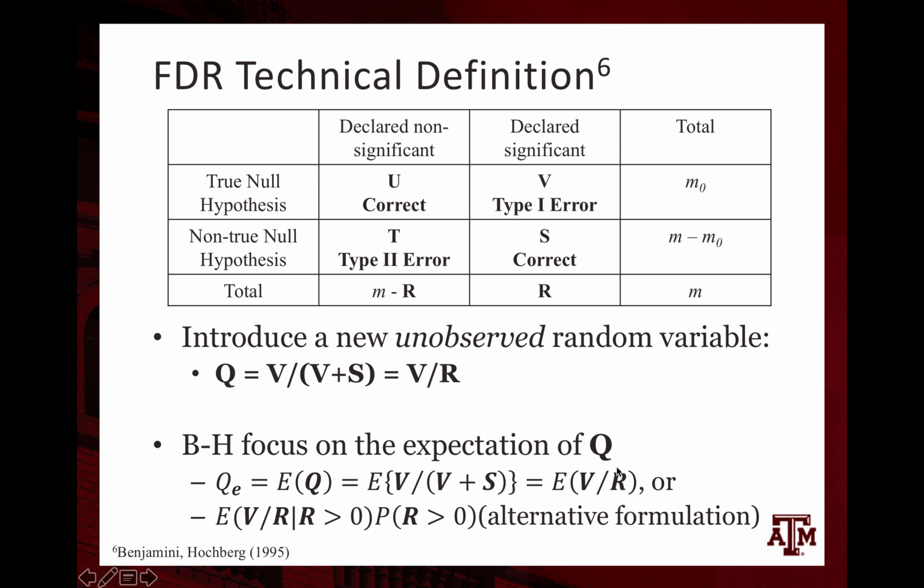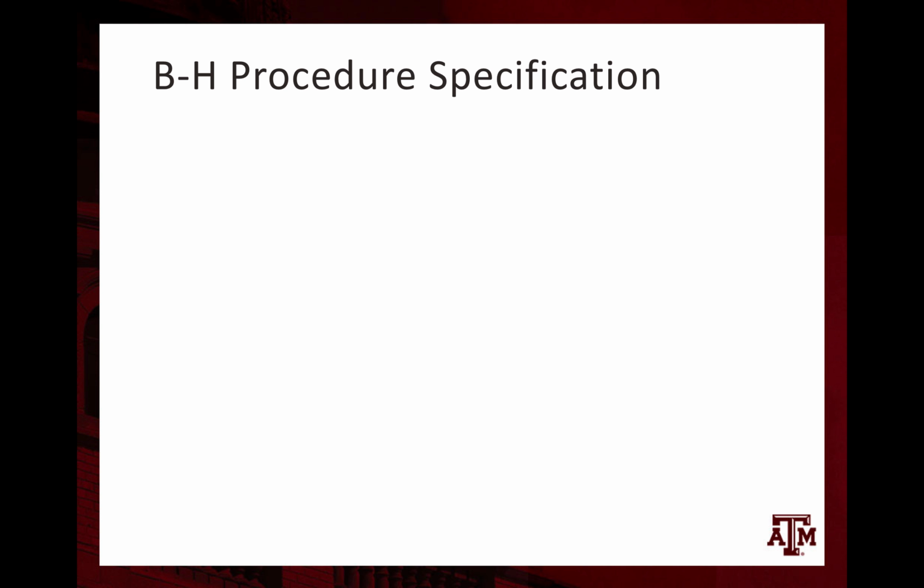An alternative formulation for that is the expected value of V over R, conditioning on R being greater than 0, times the probability that R is greater than 0. The reason that I'm calling that out is going to be clear in the next section. But the expected value of V over R and this expression down here are equivalent, although one is quite a bit longer. So the procedure that Benjamini and Hochberg came up with is actually pretty short and pretty straightforward, but it's still very powerful.